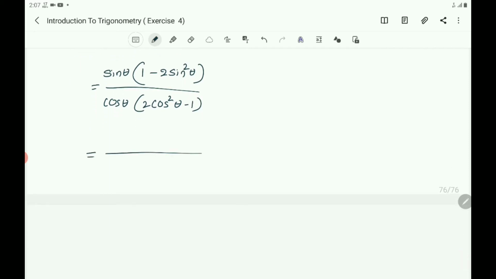Then sin theta, then you write 1 as sin square theta plus cos square theta, or cos square theta plus sin square theta, minus 2 sin square theta, divided by cos theta into 2 cos square theta minus 1.